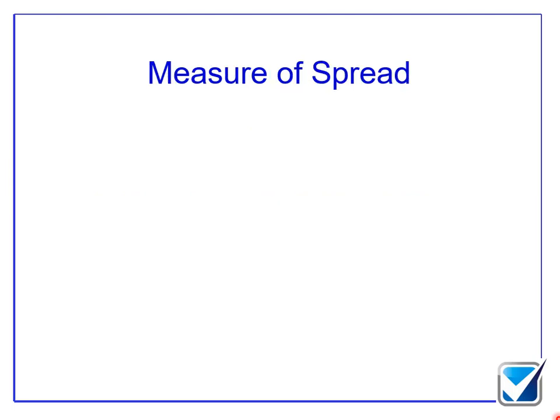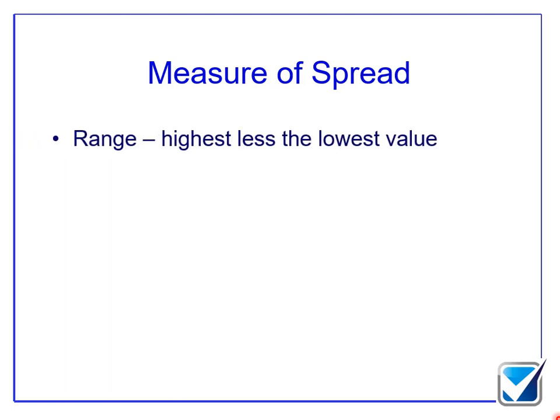There are other things that we can fire in here, guys, as well. And from a statistical perspective, we talk about things such as the range. Now, the range is the highest value less the lowest value. And it gives you the total spread of every single actual result.